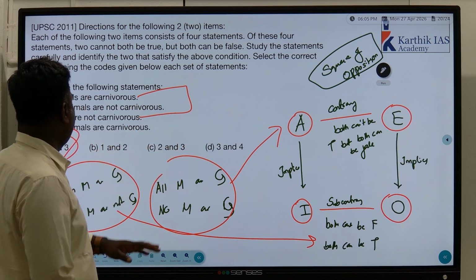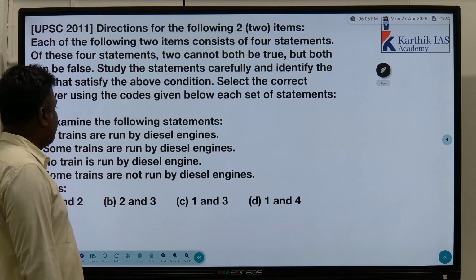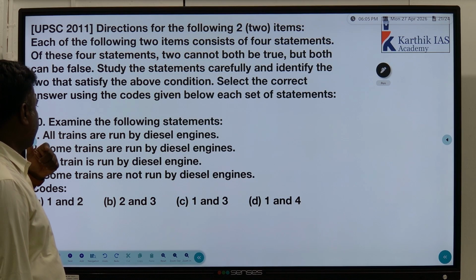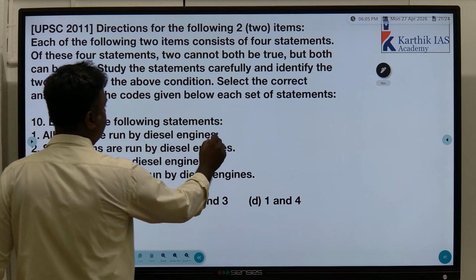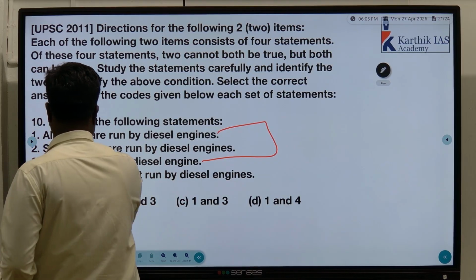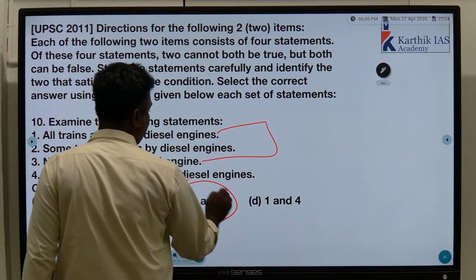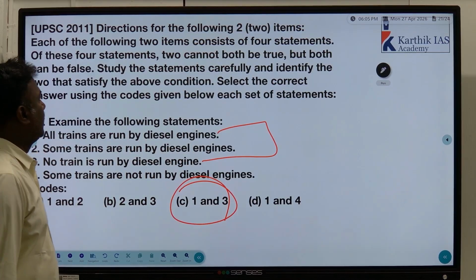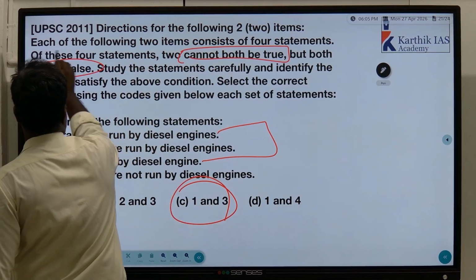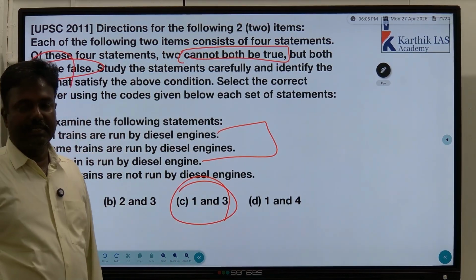With this concept only I am going to solve the 9th question and 10th question also. 10th question is also the same. All trains are run by diesel engines, no train is run by diesel engines. These two are both, sorry, not 1 and 2, it is 1 and 3. Both cannot be true, but both can be false. That's the idea. Understand? Syllogism.